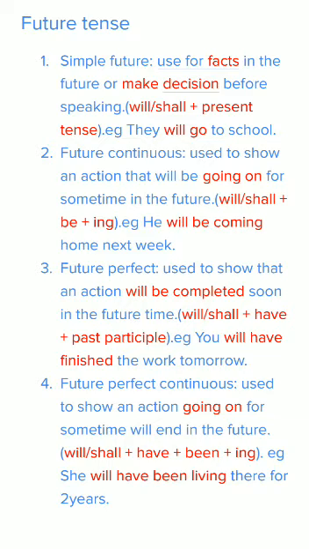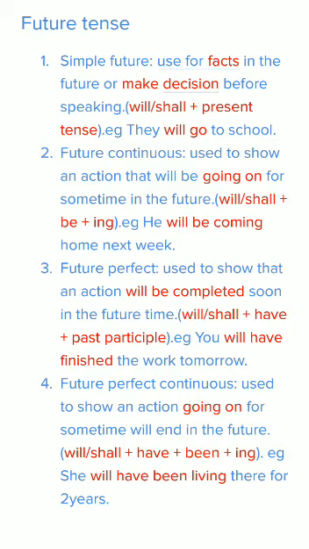The second one is the future continuous. Future continuous is used to show an action that will be going on for some time in the future. And the rule is will or shall plus be plus ing to the main verb. Example, he will be coming home next week. The verb here, will be coming, shows that he is expected to reach home by next week.